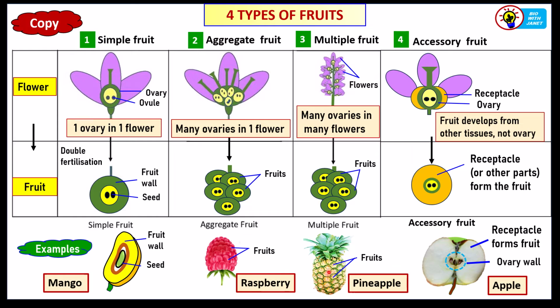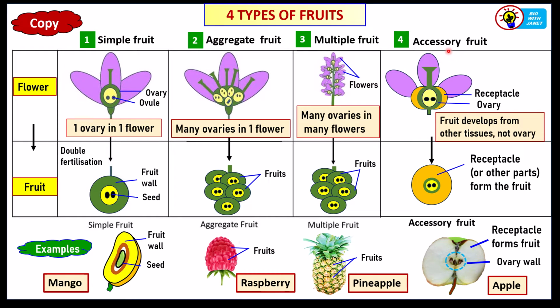They develop from different flowers in the cluster of flowers in the pineapple plant. Now this top part you don't have to know, but anyway, the stalk is below here. So that's a multiple fruit that develops from many ovaries in many flowers.